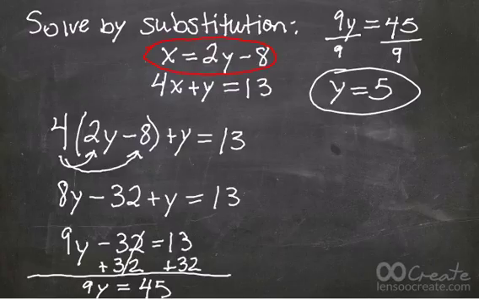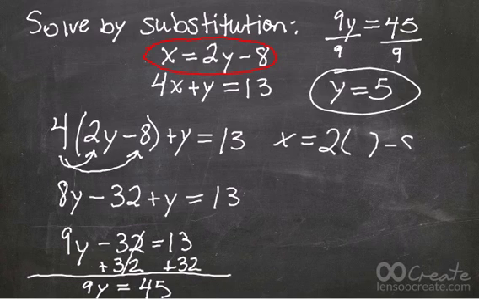So we know what y equals. Now, looking at what's circled in red, we have to find out what x equals. So what do we know about x? We know that x equals 2y minus 8. But what do we know about y? It's 5. So x equals 2 times 5 minus 8. That's 10 minus 8. So that's 2.